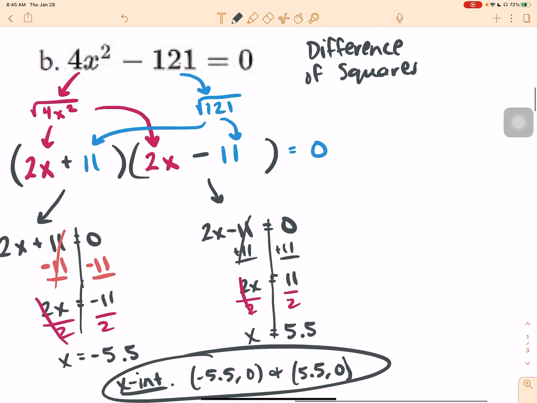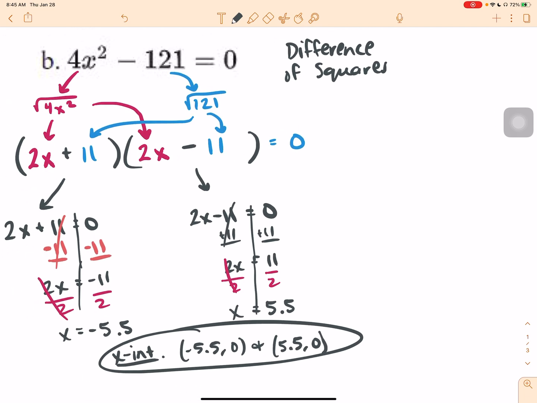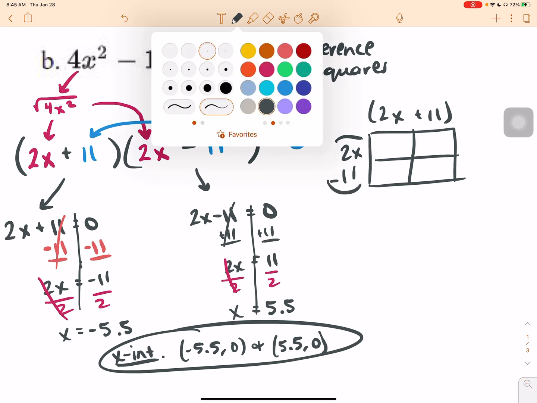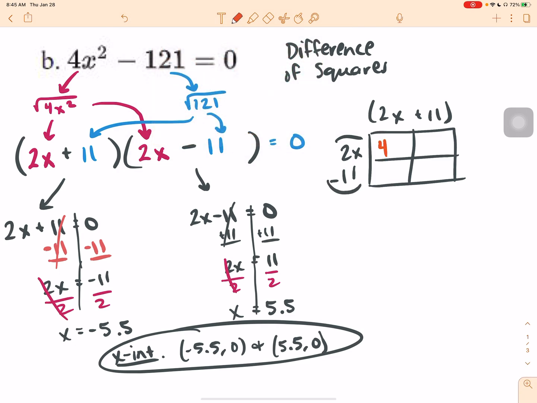Now if you wanted to check this and see, okay, how does 2x plus 11 times 2x minus 11 equal 4x squared minus 121? This is how. You can always multiply your factors back out into an area model and see what you get. Okay, so here we're going to have 2x times 2x is 4x squared. 11 times 2x is 22x. Negative 11 times 2x is negative 22x. Negative 11 times positive 11 is negative 121. So here we have 4x squared plus 22x minus 22x minus 121.